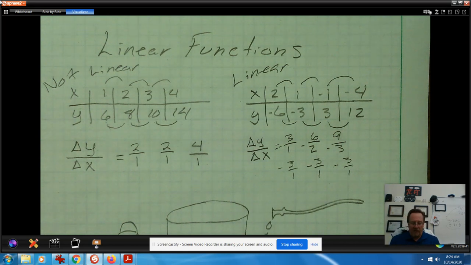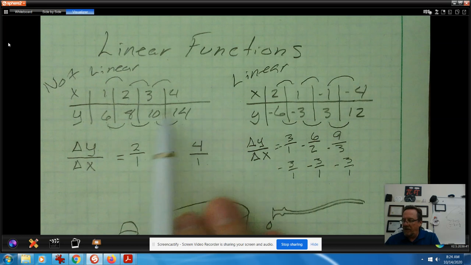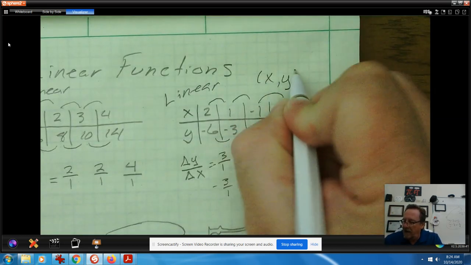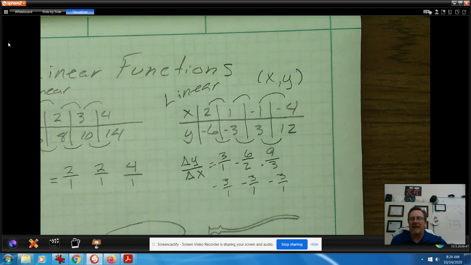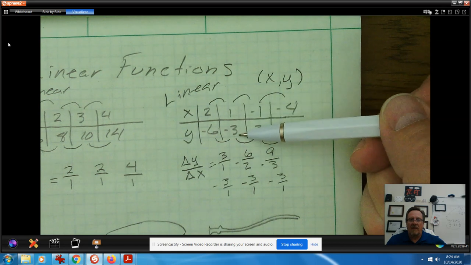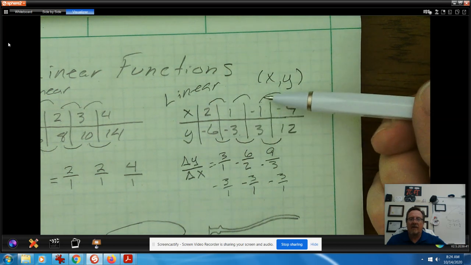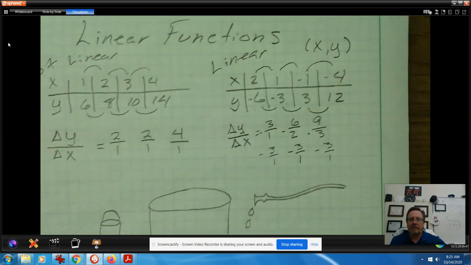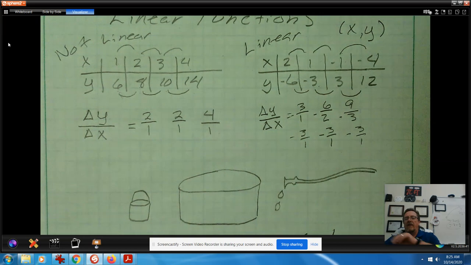Linear functions, when I plot the points, because each one of these is going to have an x and a y, remember when we did that graffiti exercise where we were plotting all the xy points? We connected the dots. If we plotted the point 2, negative 6, the point 1, negative 3, the point negative 1, 3 as xy pairs on the coordinate plane, if I connected them all together, they would form a nice straight line, and therefore that's a linear function. That's our test for linear functions.